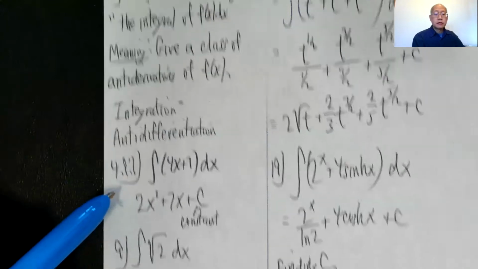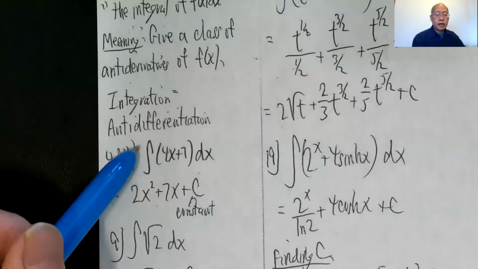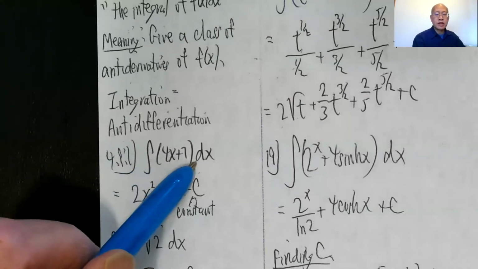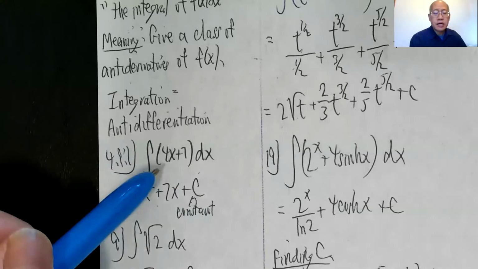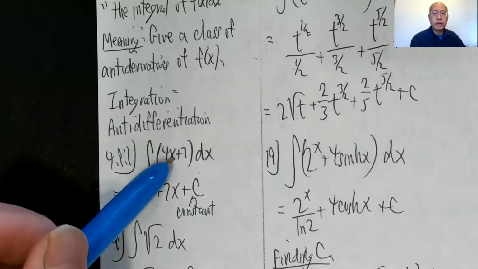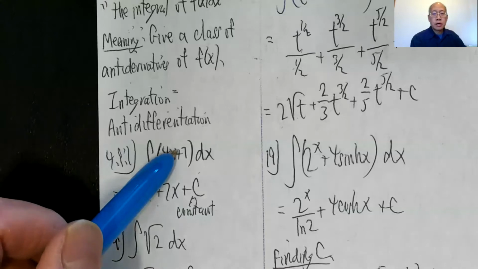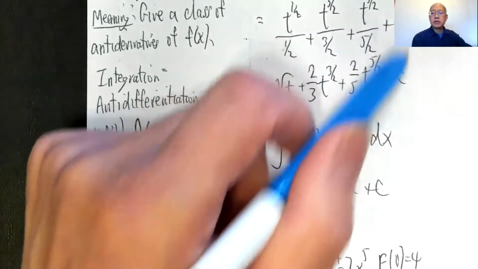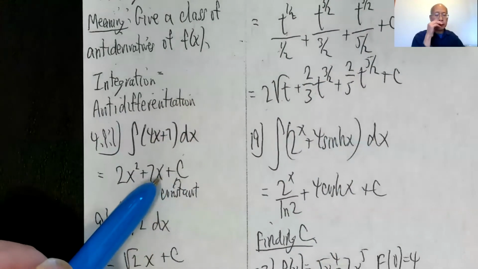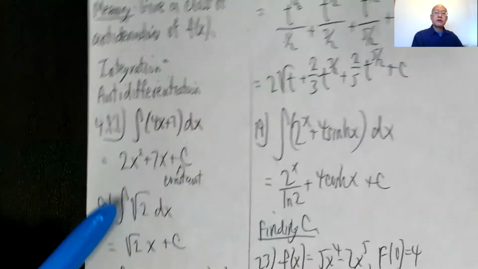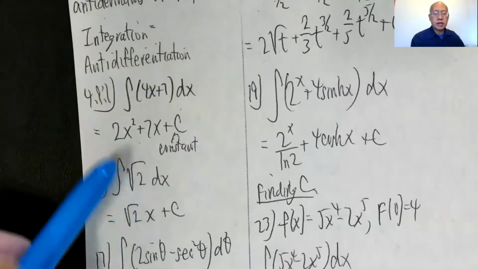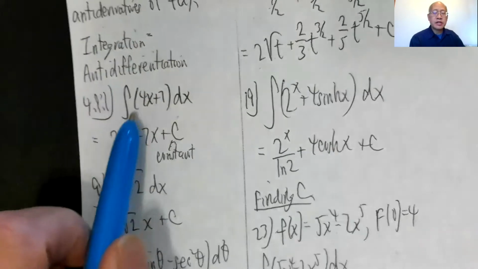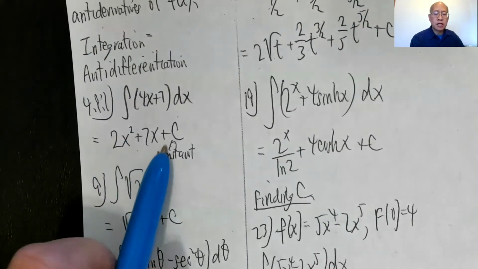All right, so 4.9 number 1, the integral of 4x plus 7 dx means give a class of antiderivatives, a whole bunch of antiderivatives of the function. Notice in general, it looks like the answer has a plus c, and we'll talk about that in a moment. Here's the answer right now without even me telling you how to do it yet. The answer is 2x squared plus 7x plus c.